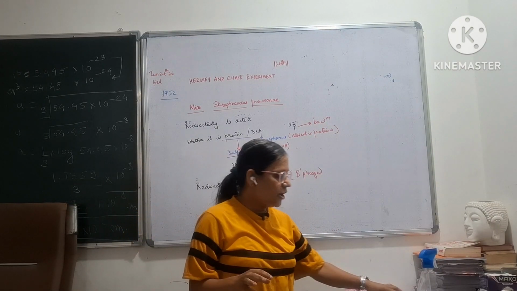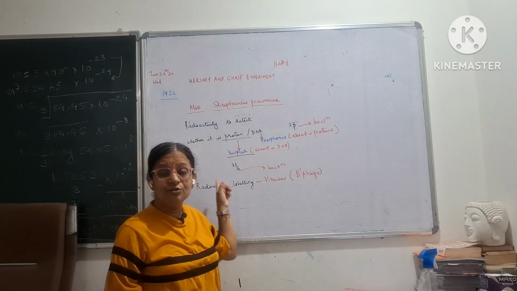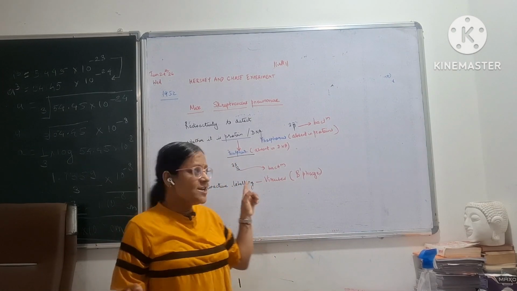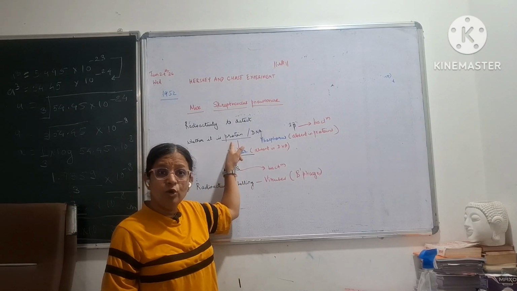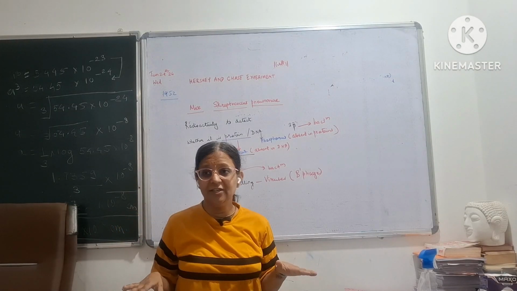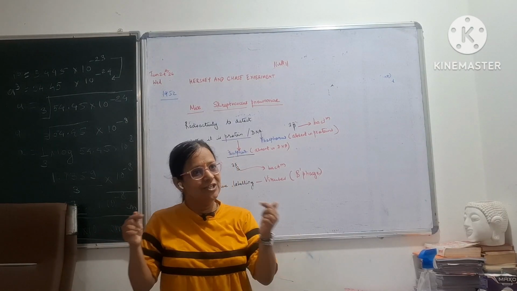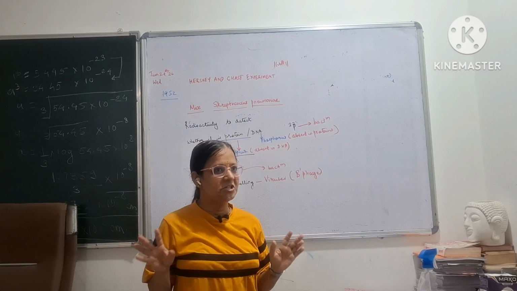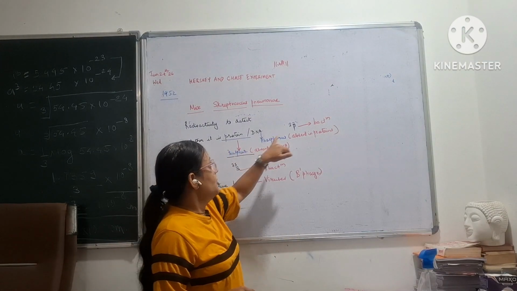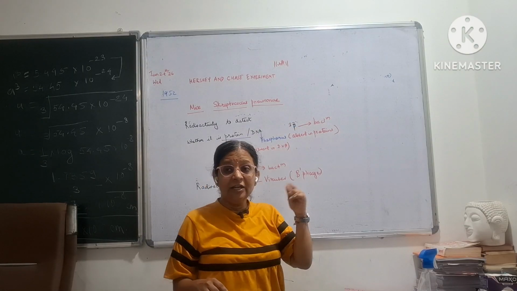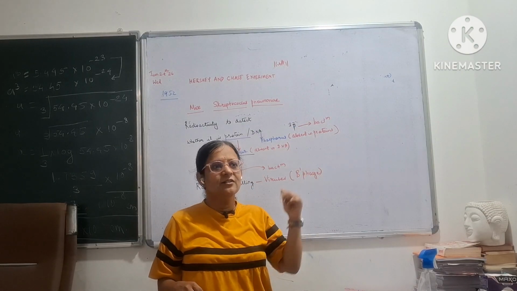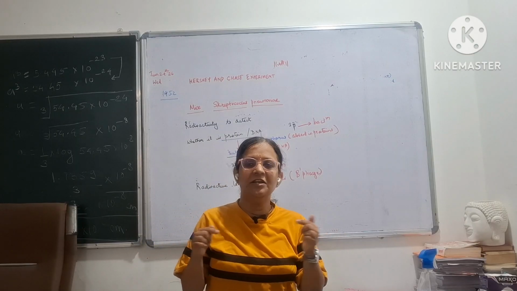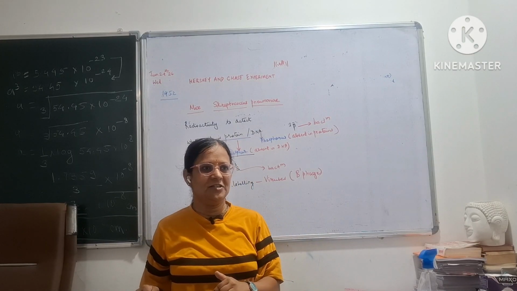Understood? So, if S35 is entering into the bacterium, the answer is clear-cut: S is present where? It is present only in proteins. It is not present in DNA. That means proteins are entering into the cell, and so protein is the genetic material. But if P32 is entering into the cell from the virus, then it is obvious that DNA is the genetic material which is entering into the bacterial cell.